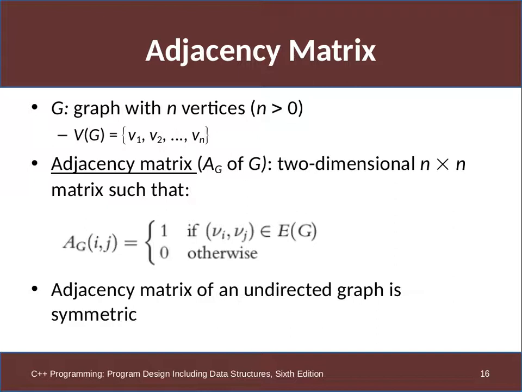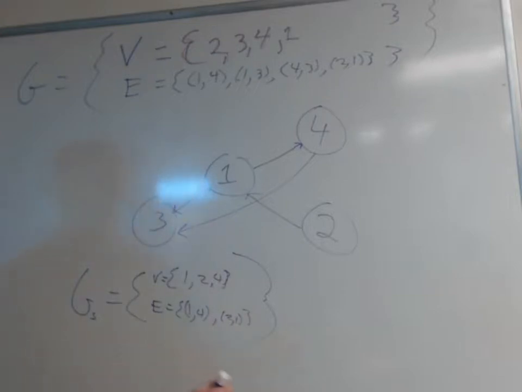The adjacency matrix is a two-dimensional n by n matrix where n is the number of vertices, such that every element, well, here they're going to have 0 or 1, and so the adjacency matrix of an undirected graph is symmetric. All right, here we go. Let's go do what we have on the board.